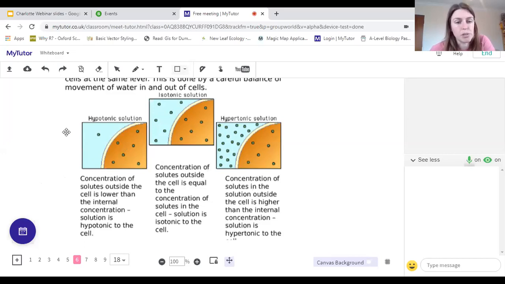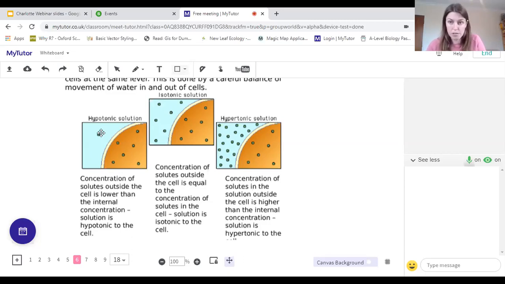Okay, so if we look at the diagram, we've got one little particle in solution outside the cell, and we've got lots and lots of the particles inside. So we have a higher concentration inside and a lower concentration outside. This means that outside the cell can be described as hypotonic, lower concentration, hypo means lower, to the cell.